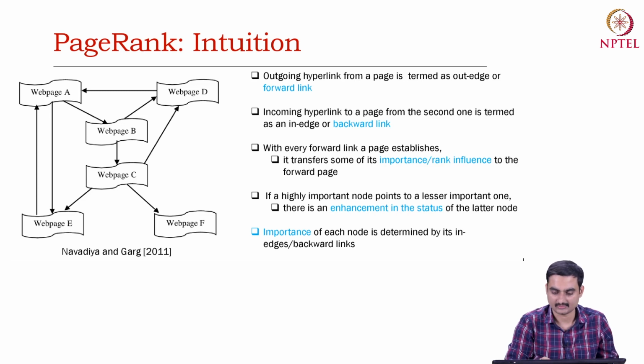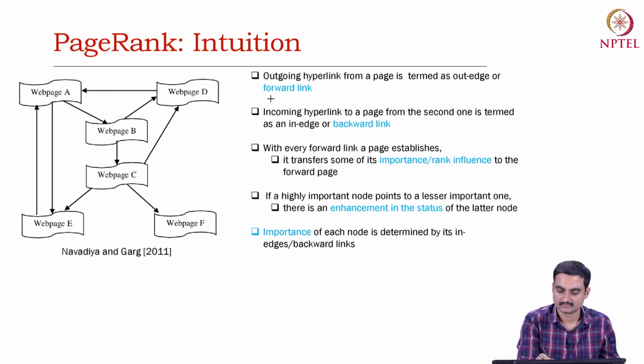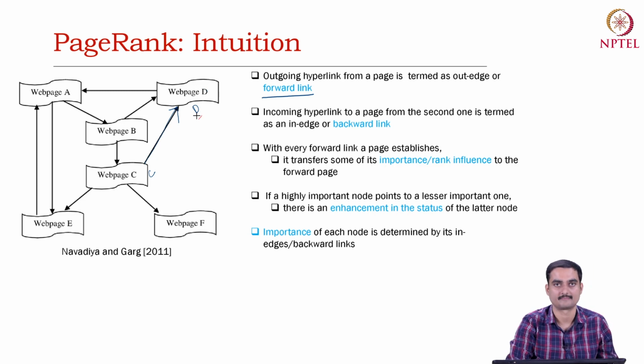Okay, so let us look at some notation. We use the term forward link to indicate a link from A to B, for example. So there is a link from C to D, and this is a directed graph. This is a forward link with respect to C, right? So this is page C, this is page D. With respect to page C, this particular link is a forward link. With respect to page D, this is a backward link. So outward edges indicate forward links, inward edges indicate backward links.